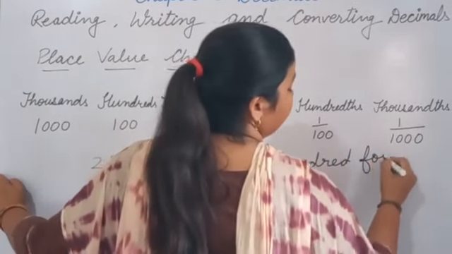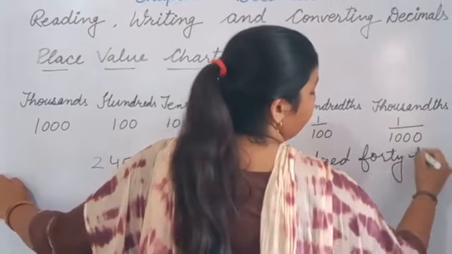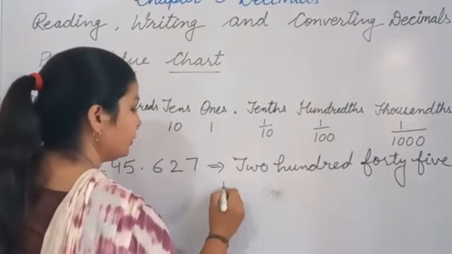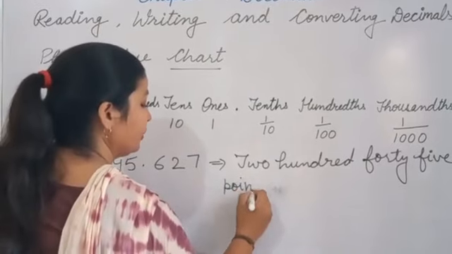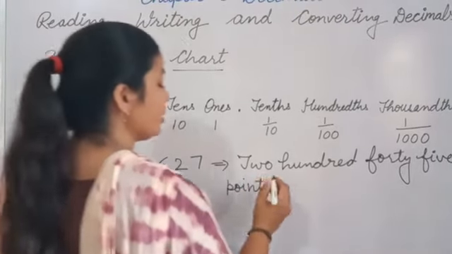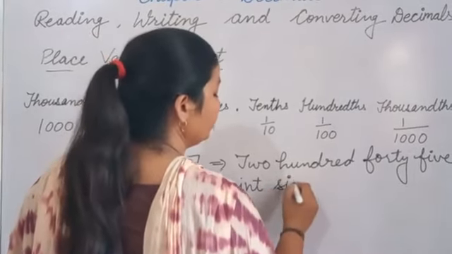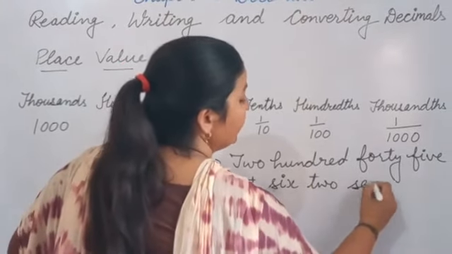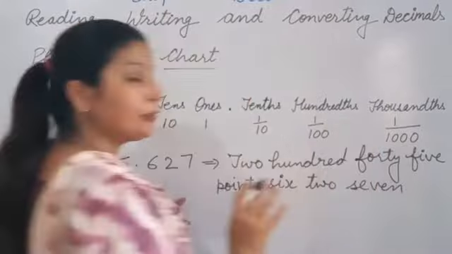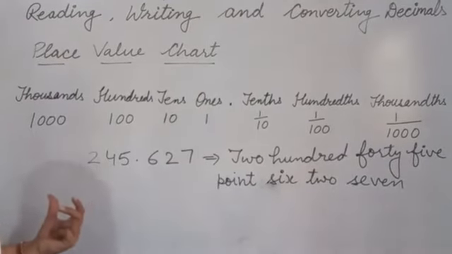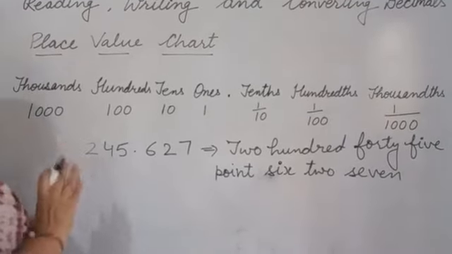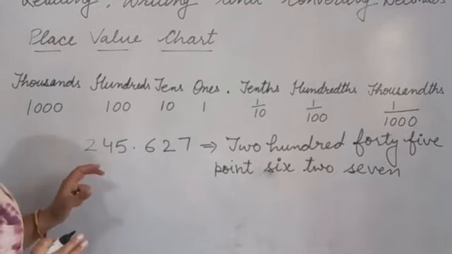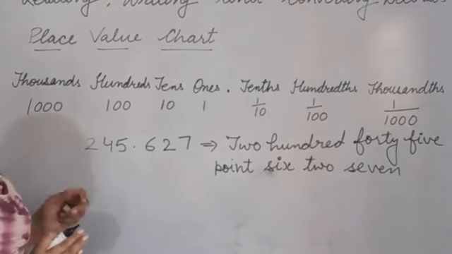245 point 627. One method is this, that I explained to you previously also. And the second one is what? How will we read it and how will we write it? That I will explain to you.